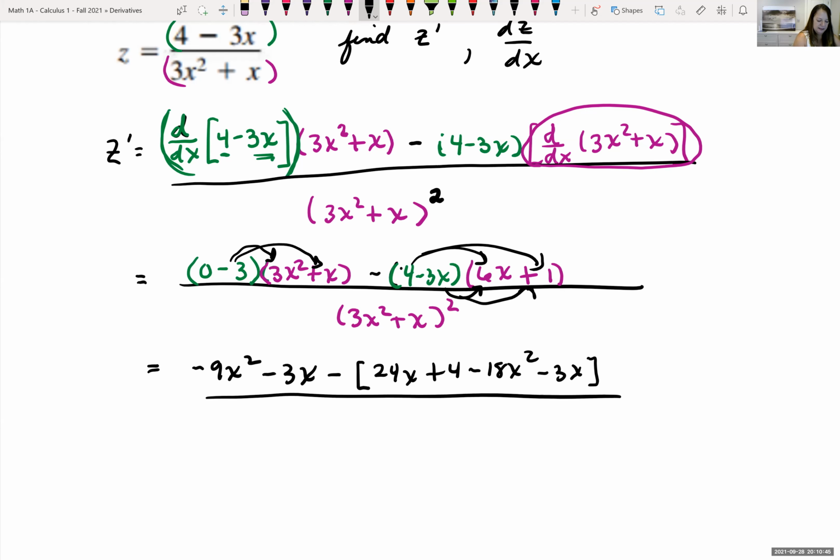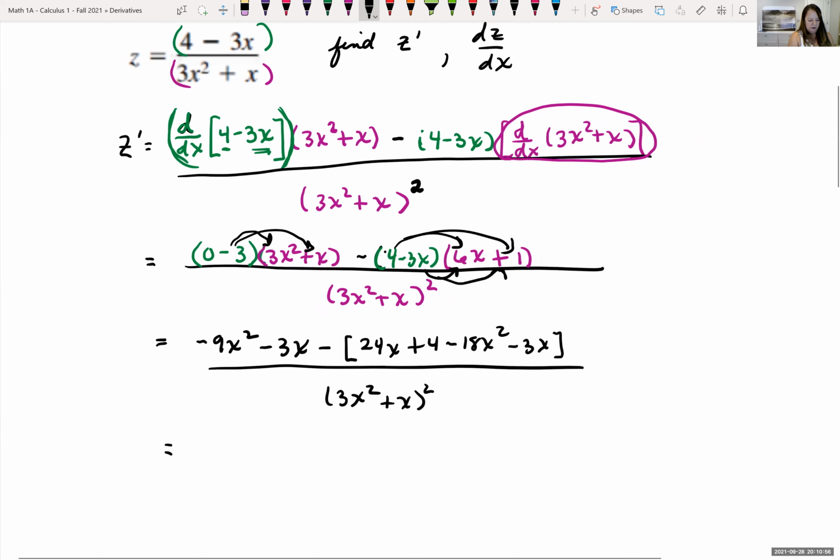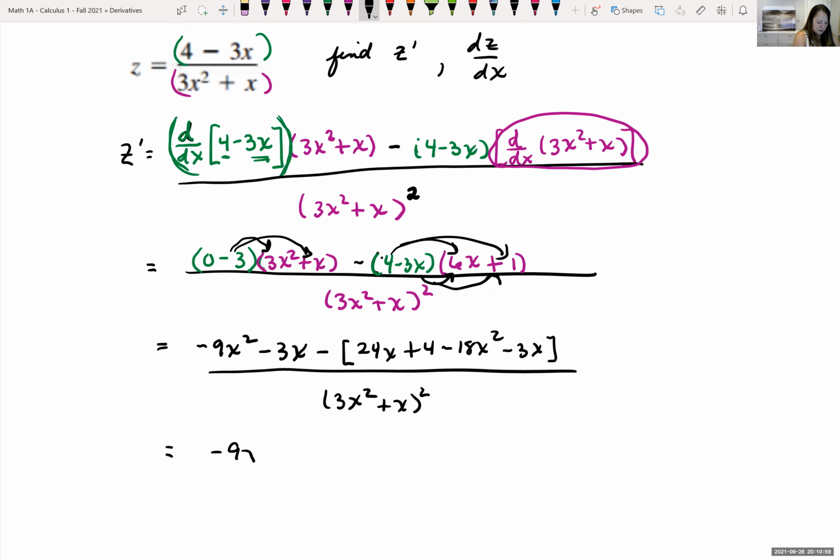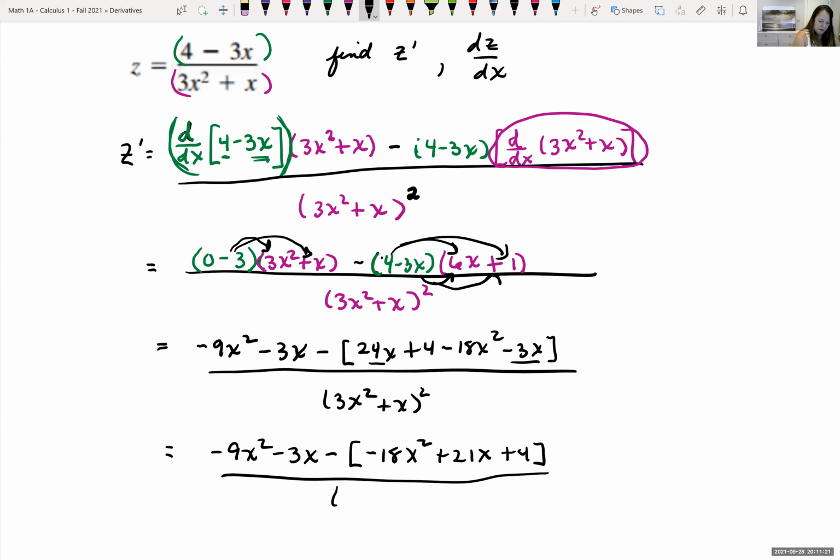And I'm going to keep this. I'm not going to expand the denominator because I might want to simplify it. So I have -9x squared minus 3x minus, and combining like terms in the brackets, I'm going to rewrite it in descending order of power. So I have a -18x squared. Here I have 24x minus 3x, so plus a 21x plus 4, all over 3x squared plus x quantity squared.